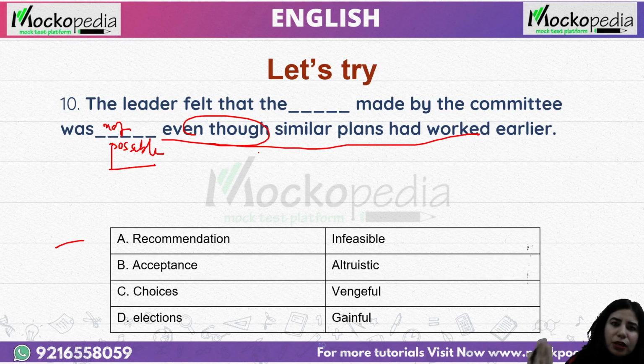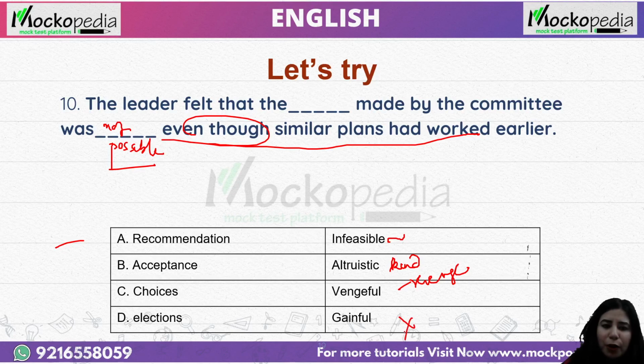So we can just take a look at the second options, the choices for the second blank. So infeasible, it just matches. Altruistic is kind. Vengeful is when you take revenge. And gainful will not match. So that's how we have just decoded the question.